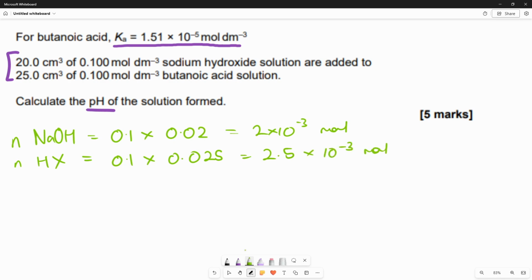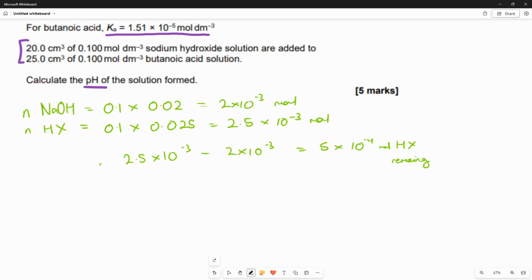So the sodium hydroxide and the butanoic acid will react with each other to form the sodium butanoate salt. So let's subtract each of the moles to find how much of the acid is remaining. That's going to be 2.5 times 10 to the minus 3 minus 2 times 10 to the minus 3, which equals 5 times 10 to the minus 4. That is the butanoic acid remaining. And then, of course, we will have 2 times 10 to the minus 3 moles of X minus, which is our salt formed from this neutralization reaction.